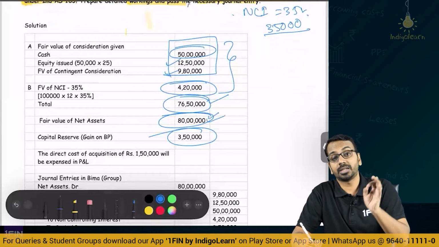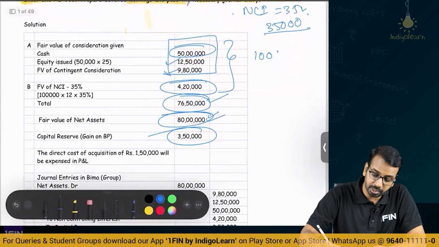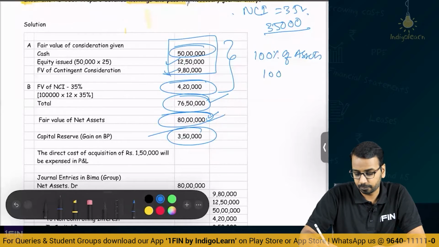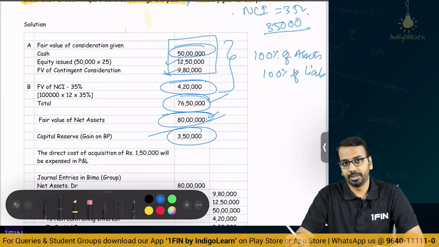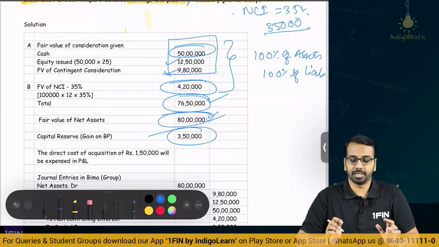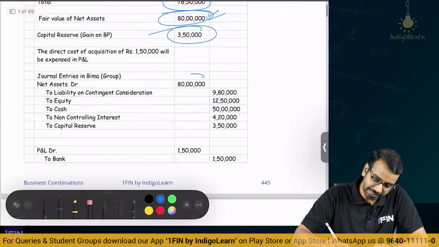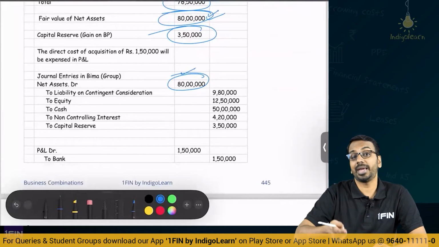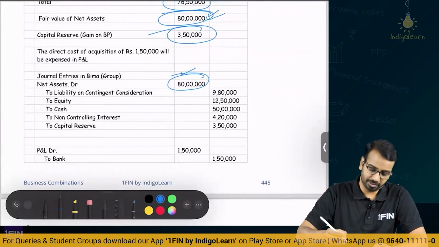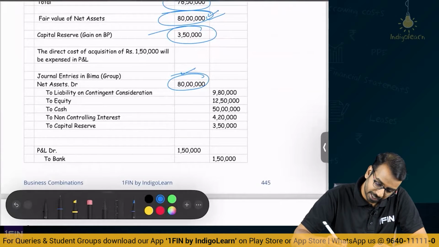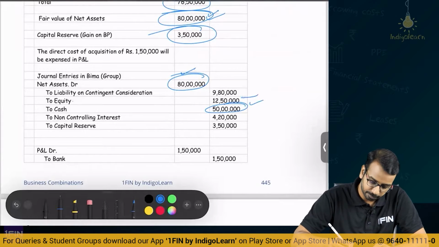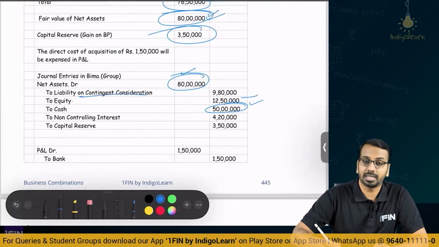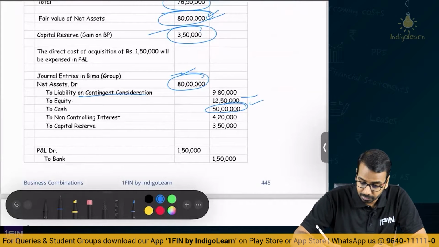Now, when we have to pass the journal entries, we will incorporate 100% of assets and 100% of liabilities in the acquiring entity. Okay. So, net assets 80 lakhs because they have given us a single number, that is 100%. Then whatever is paid or payable, that we will credit. What is paid? 50 lakhs of cash is paid, credit. Equity will be issued, 12 lakh 50, credit. Liability on contingent consideration, 9 lakh 80.